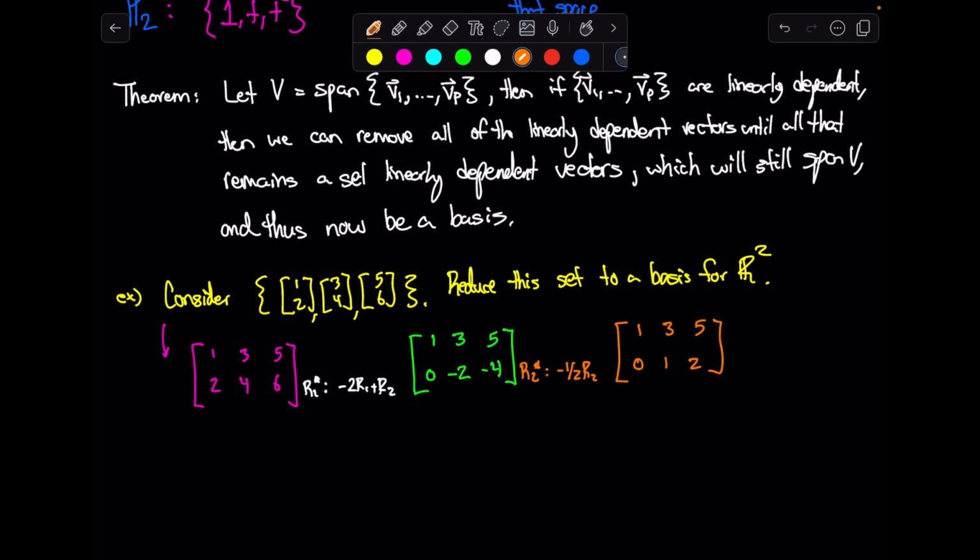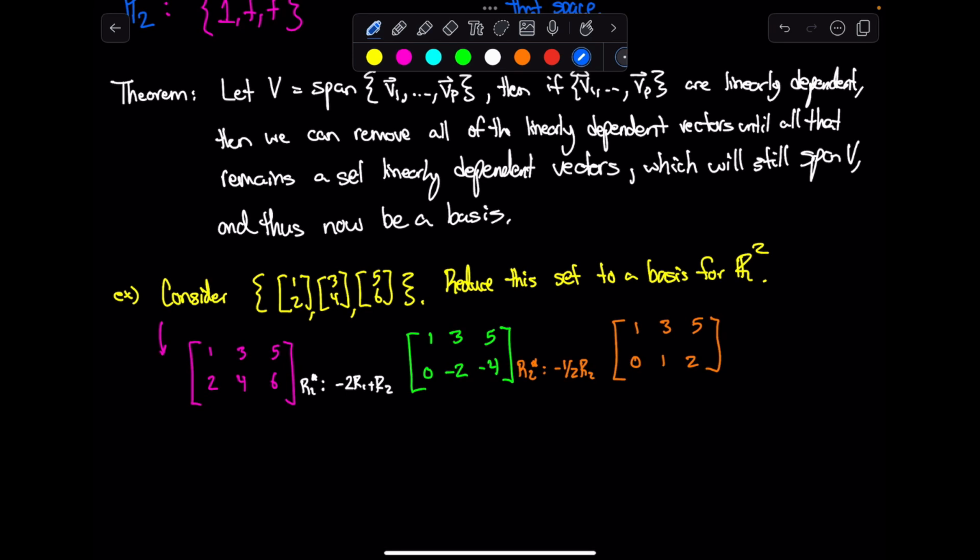And then the last step is we're going to replace that 3 with a 0. And so we're going to replace row 1. We're going to take -3 of row 2 and add it to row 1. And what this is going to do is we're going to get down to 1. We're going to have 0, 1, 2 here. We're going to have a 0 here. And then -3 times 2 is -6, plus 5 is -1.